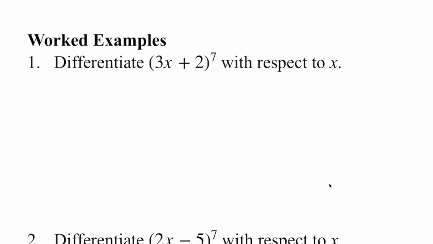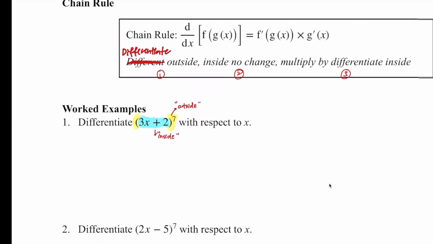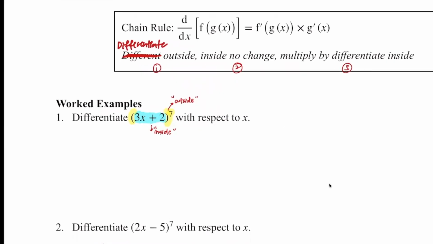So like this one over here, if you look at this, there is something on the outside, power 7. So I'm going to call this the outside. Okay, and there is a 3x plus 2 inside the power. So I'm going to call this the inside. So every time you spot something inside, outside, you must know you need chain rule.